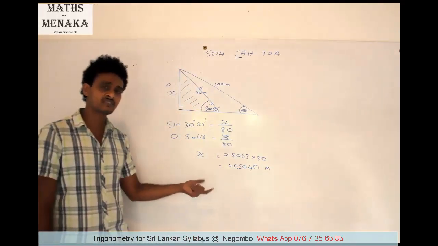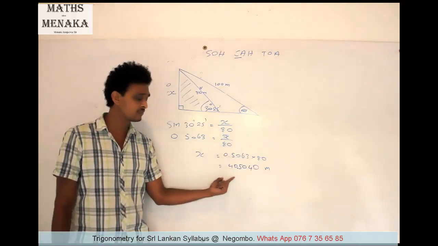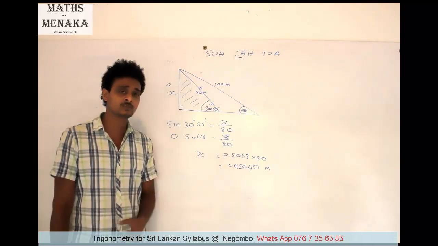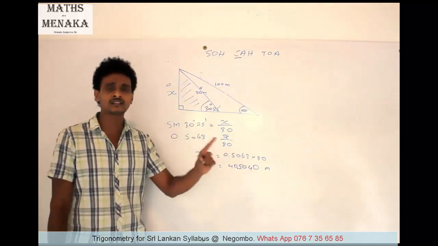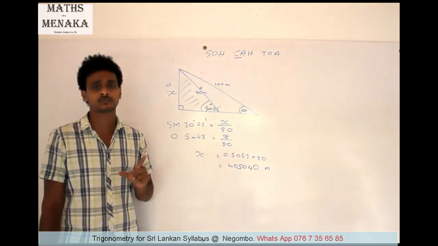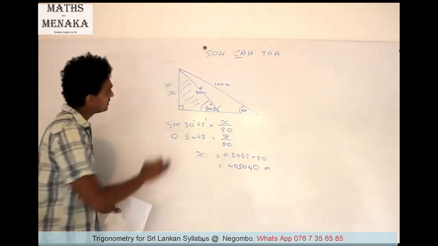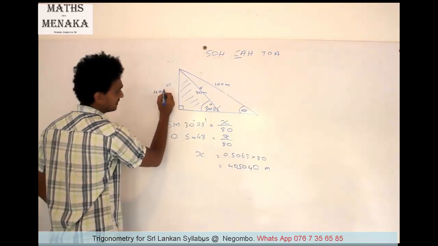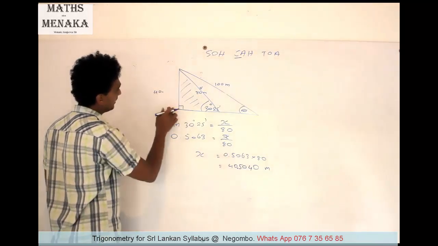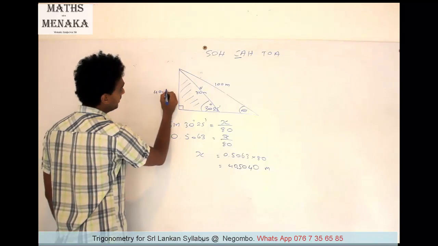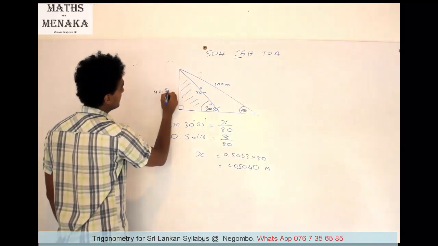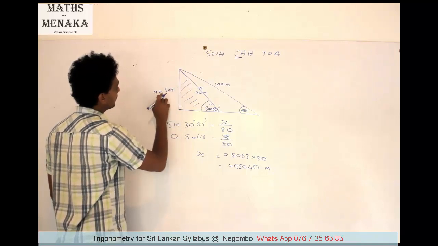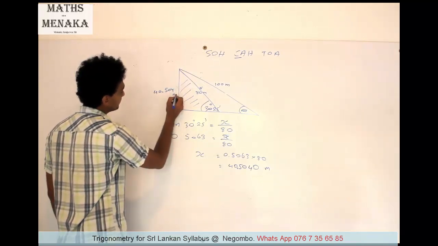Until you get the exact final value, don't round off or write only 1 or 2 decimal places. Write all the 4 decimal places unless they have mentioned otherwise in the question. Now, this side is given. You know this side is 40.5040. The last 0 isn't needed, so 40.504 meters.